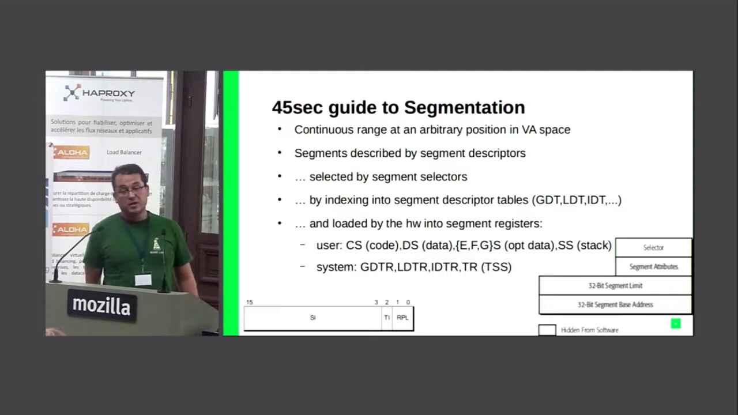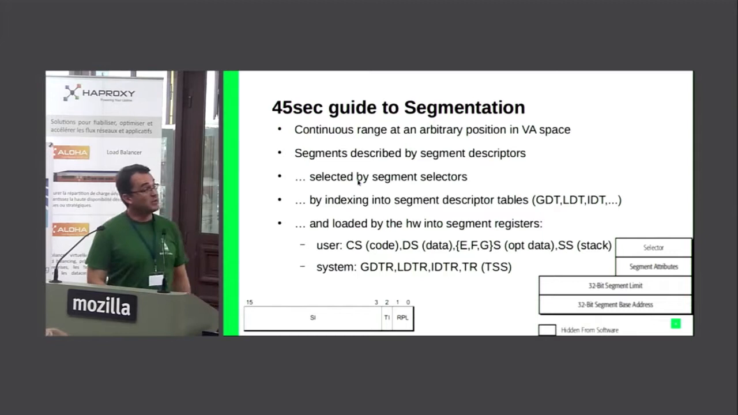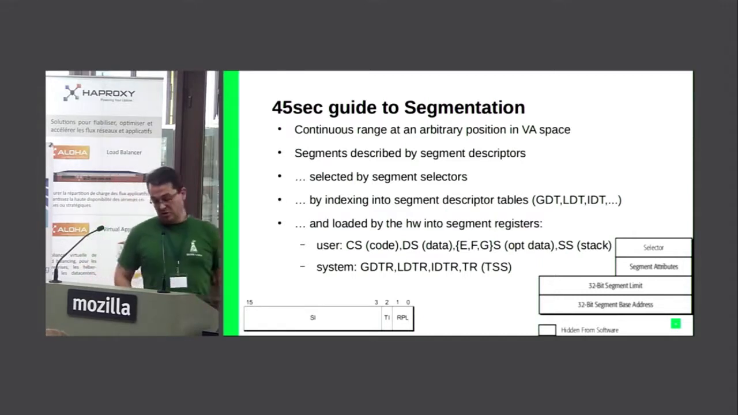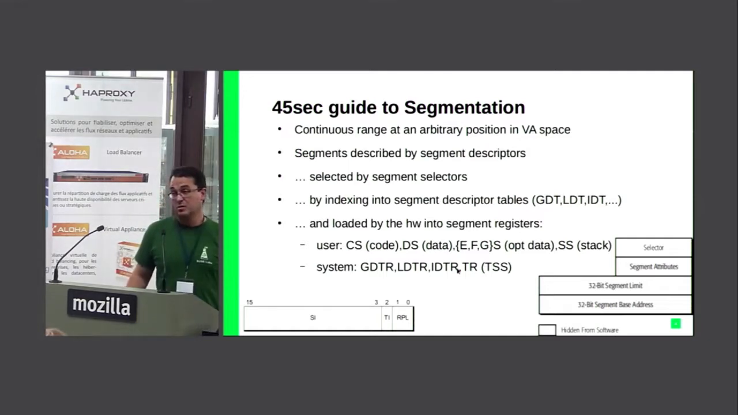And since we're going to talk about segmentation, just a 45-second refresher. Segmentation is a way of describing contiguous ranges in memory, and they are described by things called segment descriptors. Those segment descriptors are selected by segment selectors, and you select them by indexing into a descriptor table. So you have tables full of descriptors, and each descriptor describes a segment. When you select them, you load them into segment registers, and there are 6 user and 4 system segment registers. This is just a 10,000-foot view.